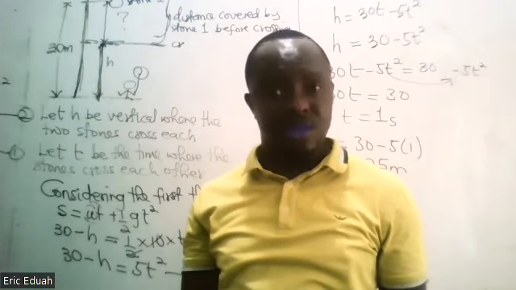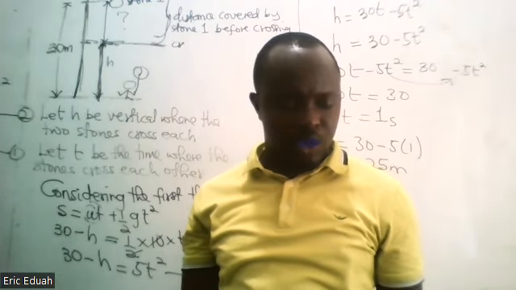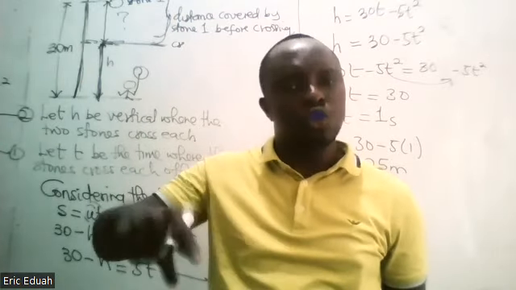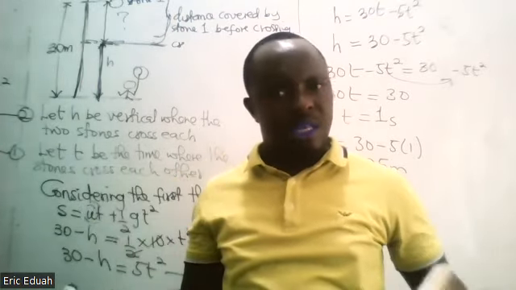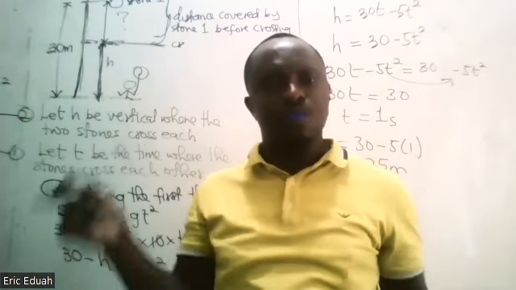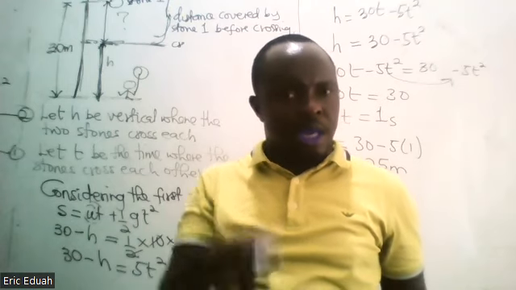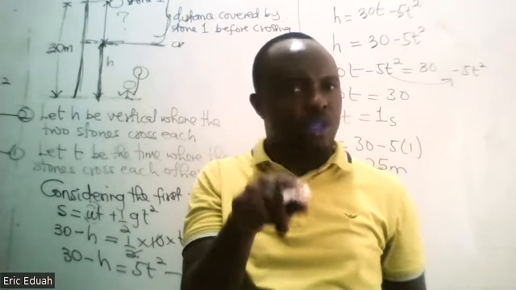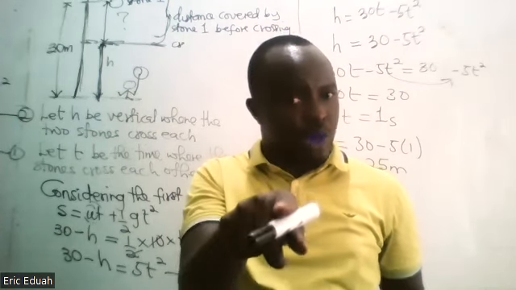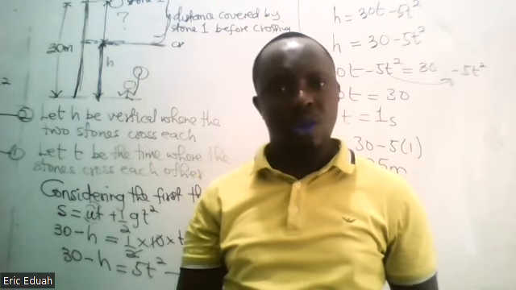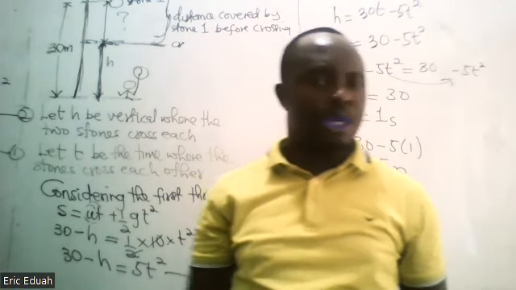So find the initial velocity of the second body. The second body would accelerate, but not due to gravity. The first one accelerates due to gravity. So in the first one, u is equal to 0, but in the second one, u wouldn't be equal to 0. That is why you are asked to calculate the value of u. Please, any question?